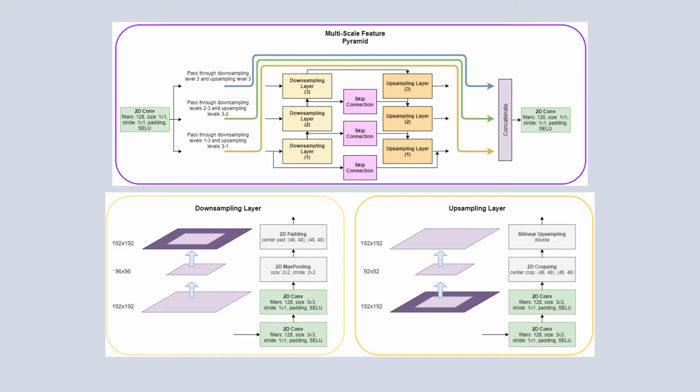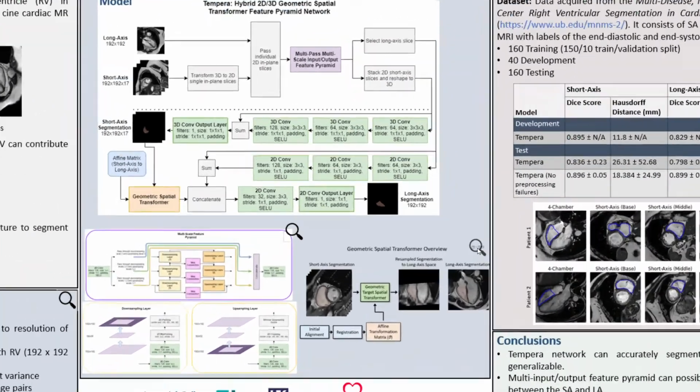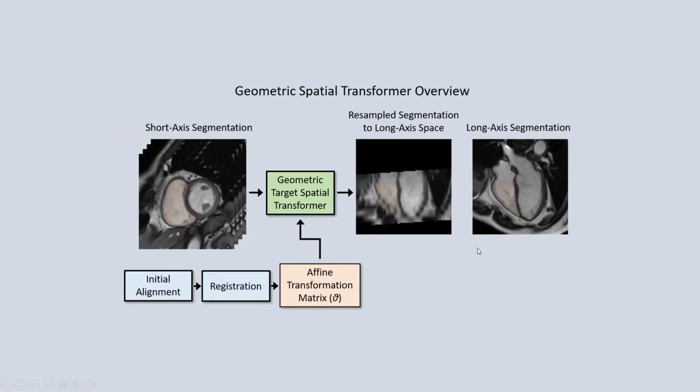As we can see from the two bottom components, practically this is achieved by including padding or cropping after each downsampling or upsampling layer, respectively. Now, let's look in a bit more detail at the spatial transformer.